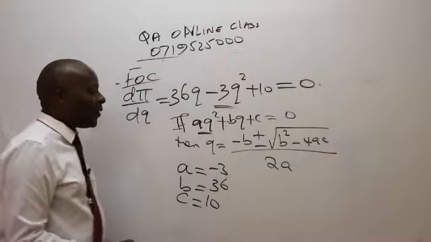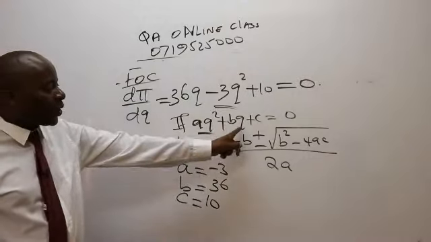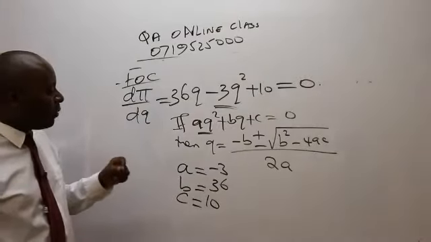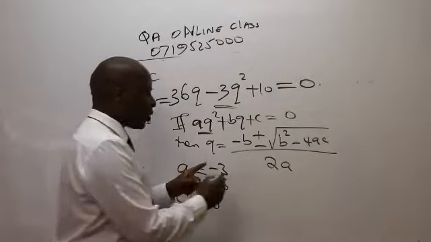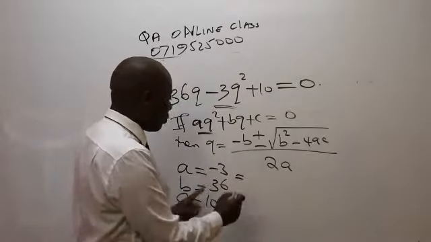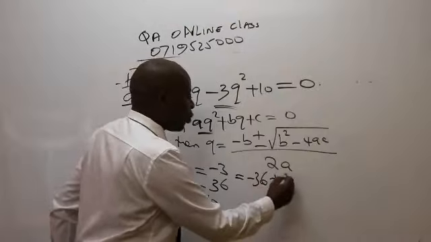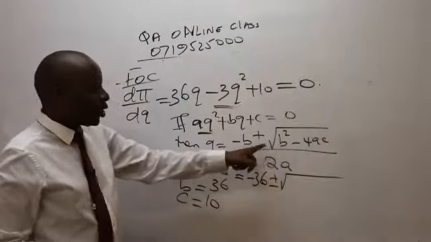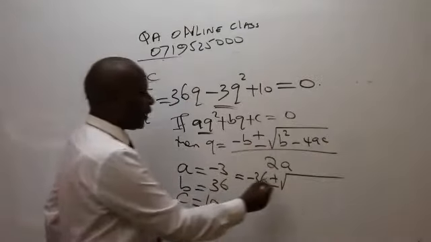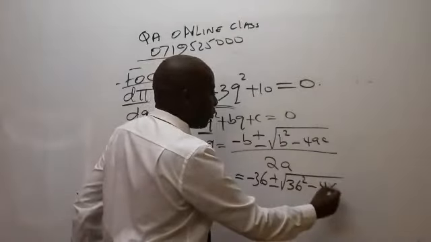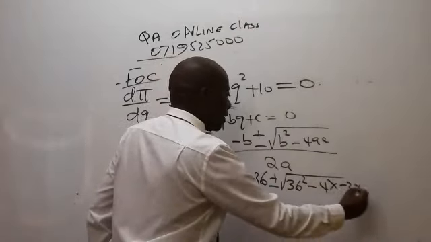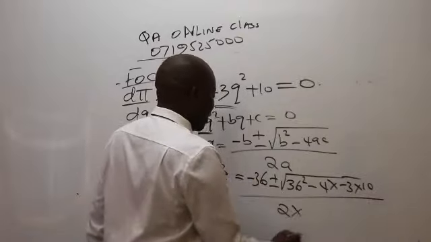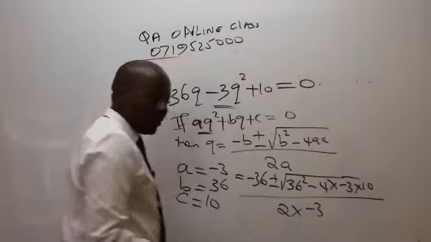So ladies and gentlemen, the moment you hit there, the next thing you need to do is to substitute. So please go ahead and plug in the figures. Now we are saying minus b, so this will be minus 36 plus or minus the square root of 36 squared. Instead of b, I plug in 36. So 36 squared minus 4 times a, which is minus 3, times c, which is 10. All over 2 times a, which is minus 3.